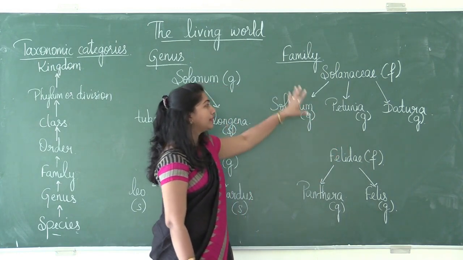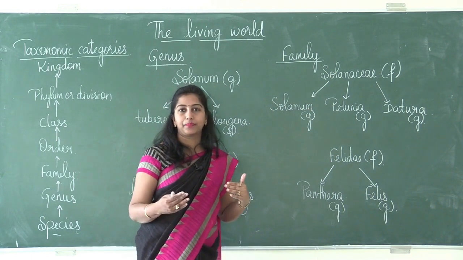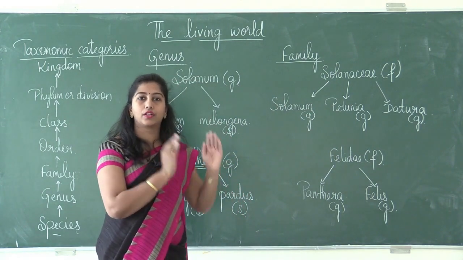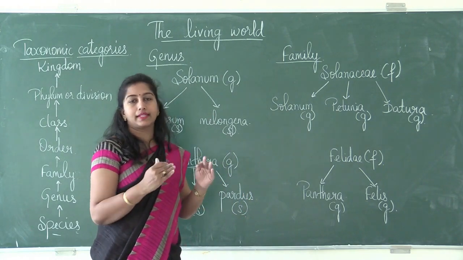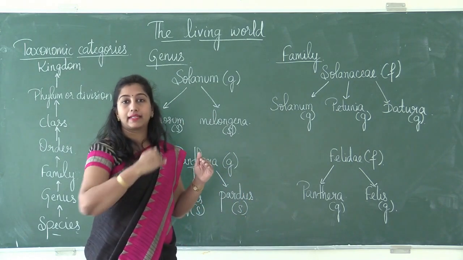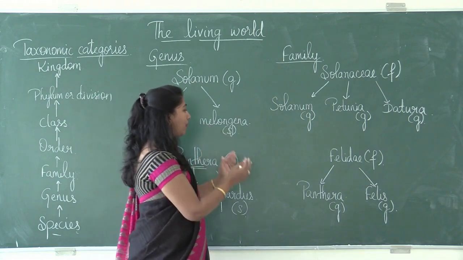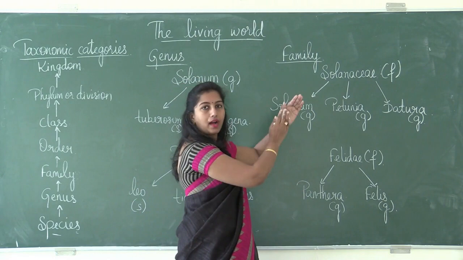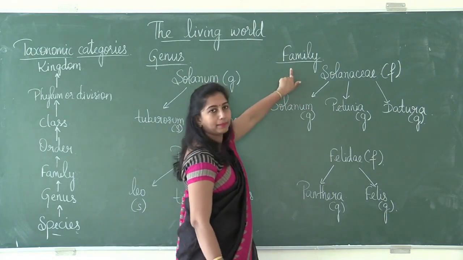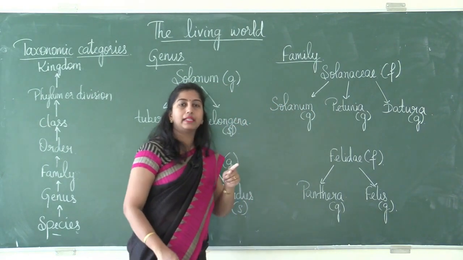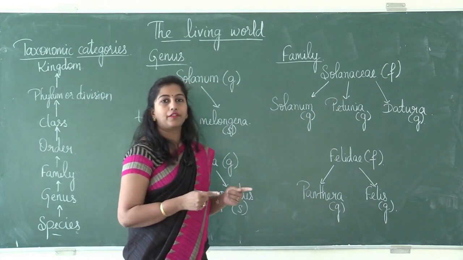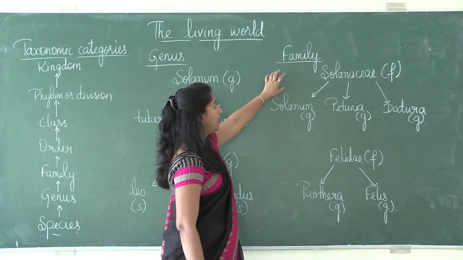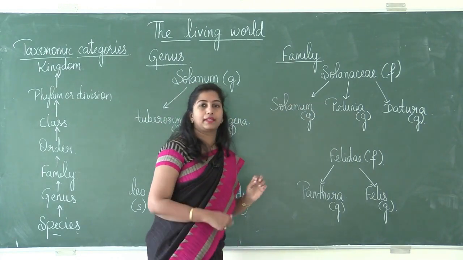With this you can understand that based on similarities they are grouped, and these groups, as I told you, are made in different rankings. So a group of genera which have similarities are put under another higher ranking which we call family. So family consists of a group of related genera. Okay, that is about the category family.